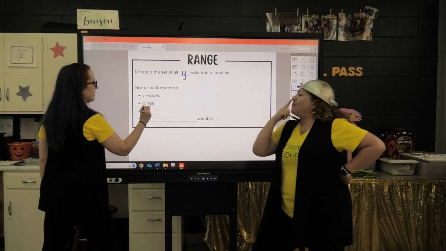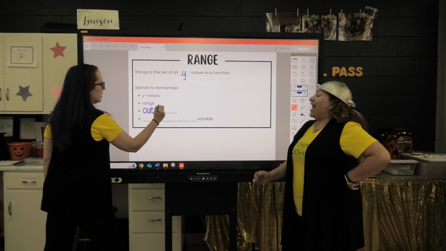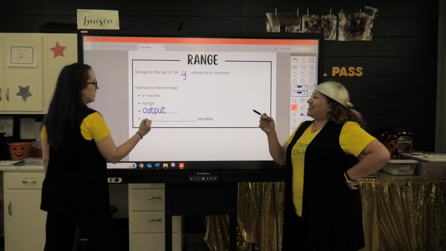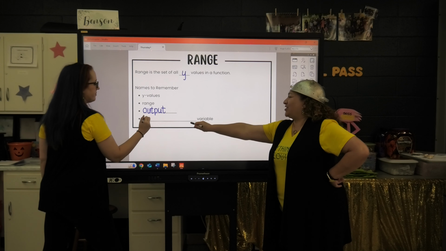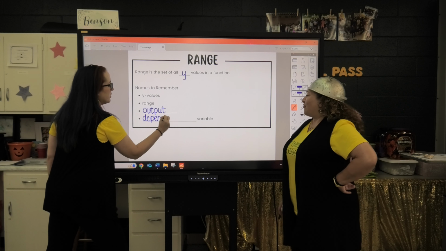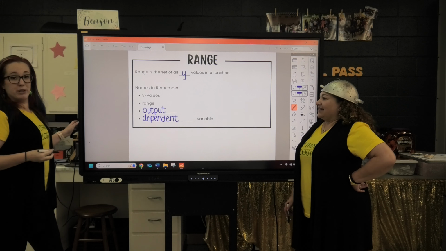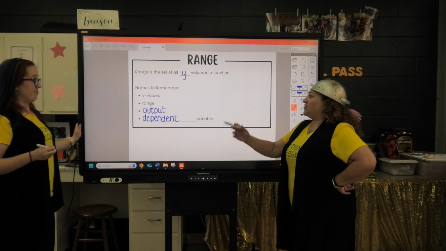If the other one was input, I bet this one is output. It is. And if the other one was independent variable, I bet this one is dependent variable. Very good. We'll talk more about that in a couple of weeks, but it might sound familiar from science too. Oh, that is very true.